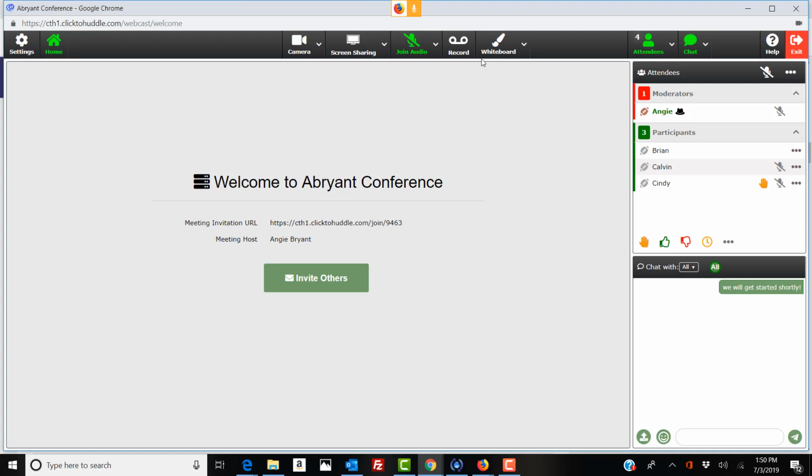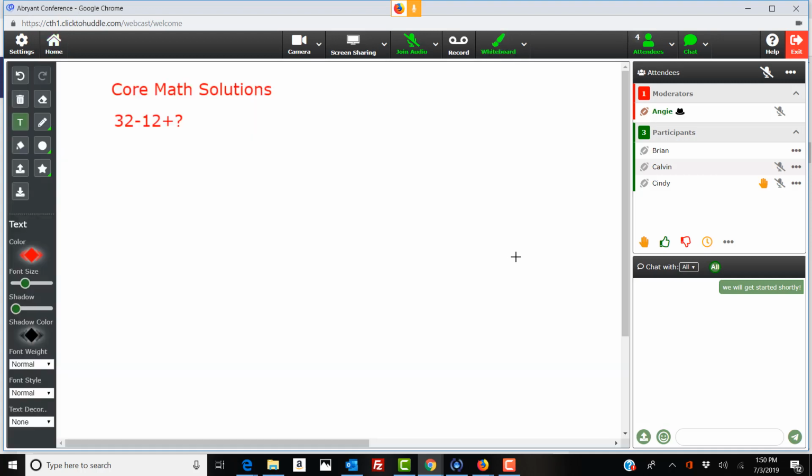Okay, so let's all click to the whiteboard. This is the problem that we'll be solving today in addition to several. So we're going to focus on 32 minus 12, and that should be an equal sign, not a plus sign. So we're looking at what is 32 minus 12 equal.